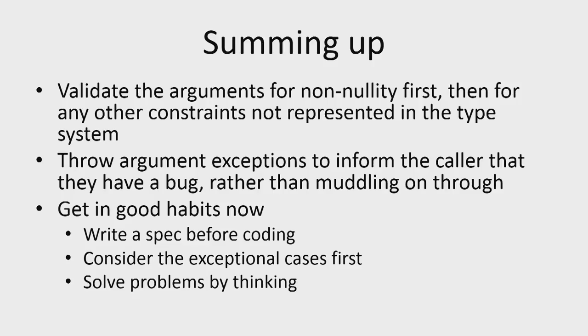Summing up: validate arguments for non-nullity first, then check any other constraints that are not represented in the type system. So things like, I expect this array to have elements in it. You can throw argument exceptions to inform the caller that they have a bug. You don't want to muddle on through. You don't want to say, oh, you know what, I'm going to return 0 if this array is null, I'm going to say the maximum element is 0. That's just lying.